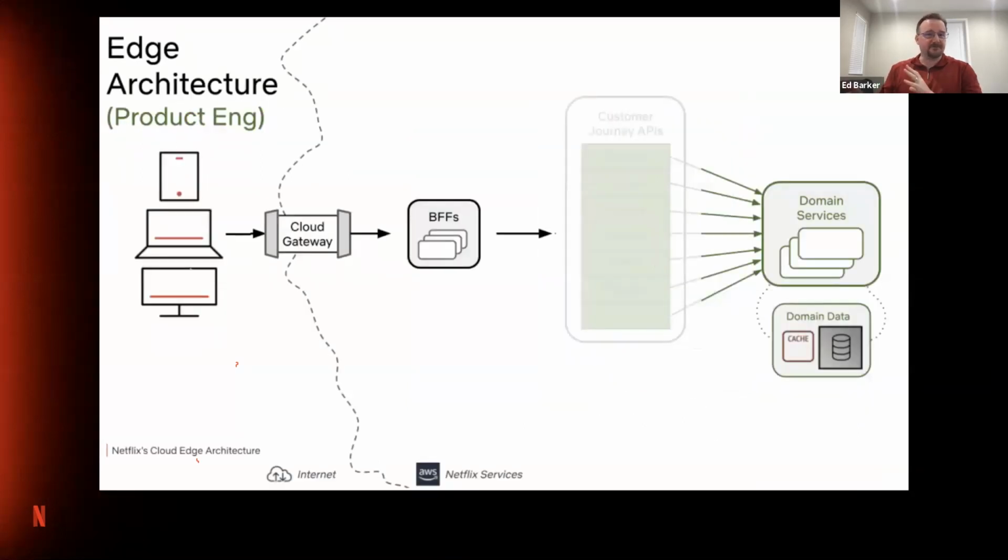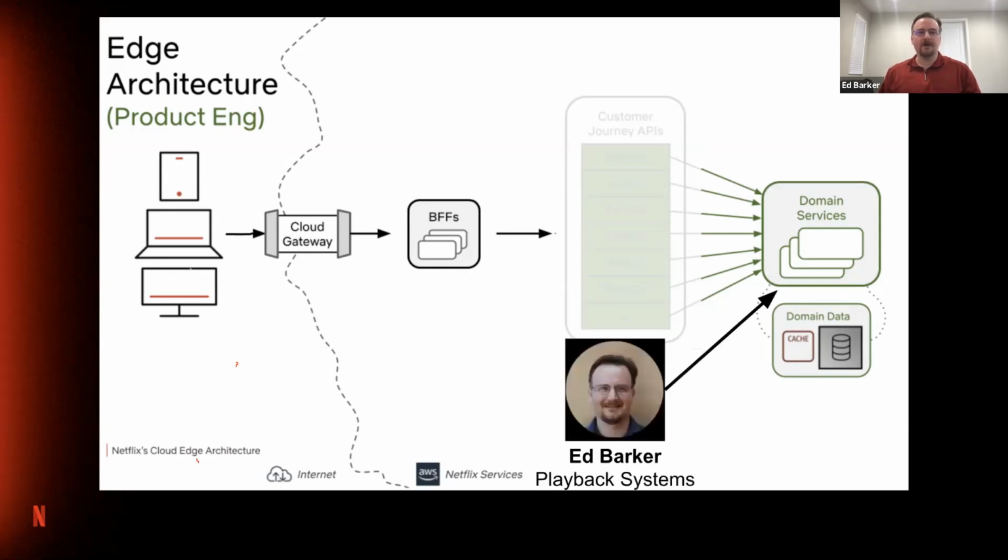Now, moving the rest of the way to the right, we encounter the domain services and domain data that provide core business logic and persistence. My own team, Playback Systems, operates here in a sea of Java microservices that interact with each other via remote procedure calls. Domain data services in this tier provide persistence where needed in the distributed system.